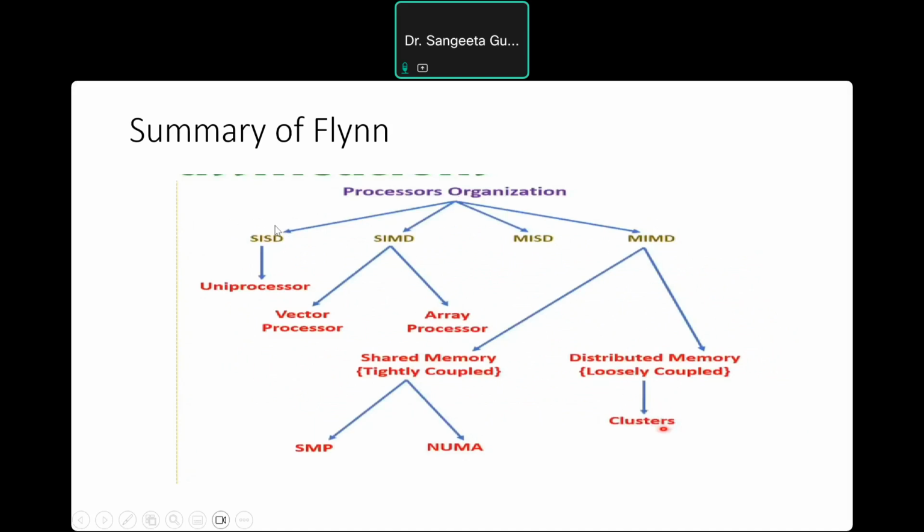To summarize, the SISD category is a uniprocessor kind of representation. SIMD is used by arrays and vectors. MISD does not have any commercial implementation, and MIMD is further classified into SMP and NUMA, where SMP and NUMA come under the shared memory, also known as tightly coupled processors, and under the loosely coupled or distributed memory we have clusters.